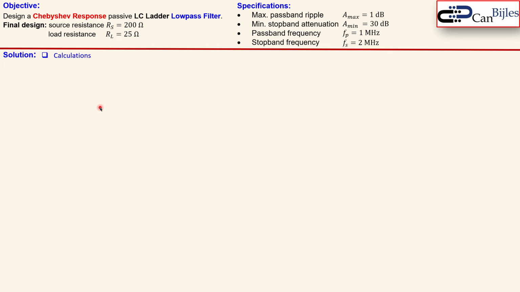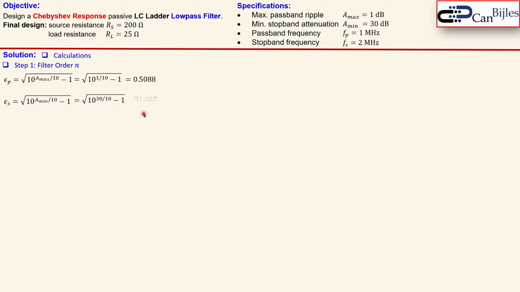The solutions. We start first with the filter order calculation and we relate the A max and A min here to the epsilon P and epsilon S. So first the scalar value epsilon P connected to the A max. So just substitute here the A max of 1 dB. So you now get 0.5088. In a similar form for the epsilon S, for the stopband attenuation value, which is 30, we substitute that here.